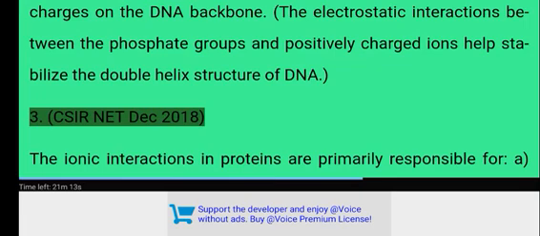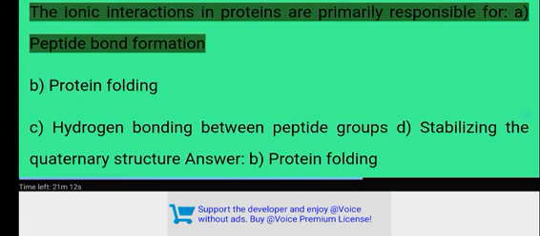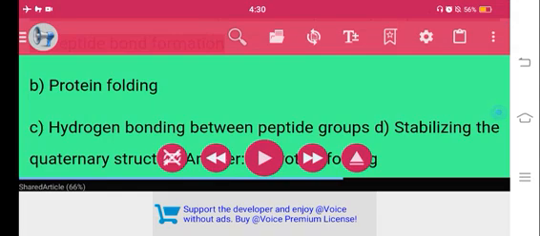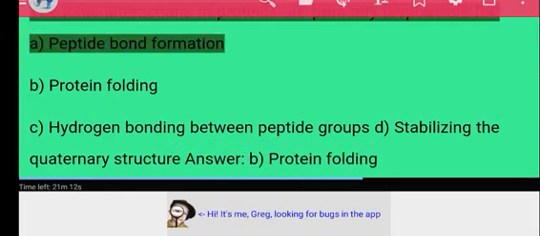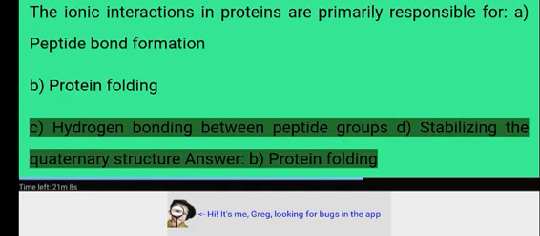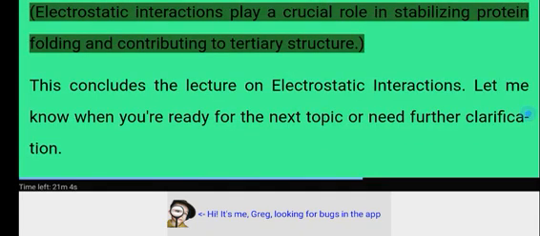3. CSIR NET December 2018. The ionic interactions in proteins are primarily responsible for: A. Peptide bond formation. B. Protein folding. C. Hydrogen bonding between peptide groups. D. Stabilizing the quaternary structure. Answer: B. Protein folding. Electrostatic interactions play a crucial role in stabilizing protein folding and contributing to tertiary structure.